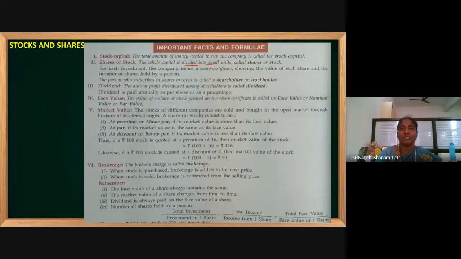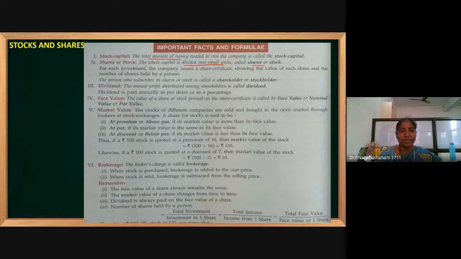Total amount, it is divided into smaller units. It is called shares. So capital means it is the total money. And the shares means the total money is divided into smaller units, that is called shares.